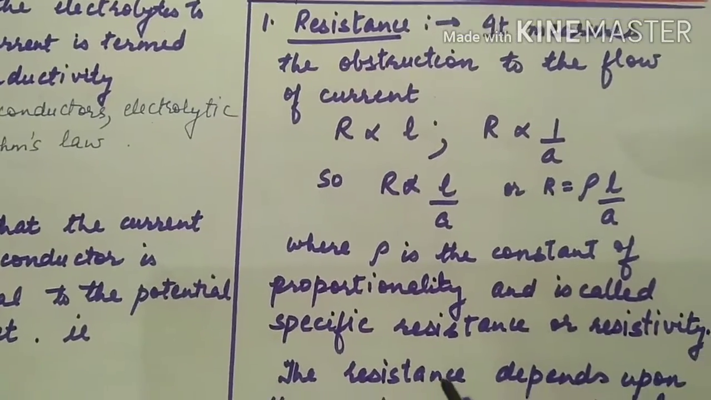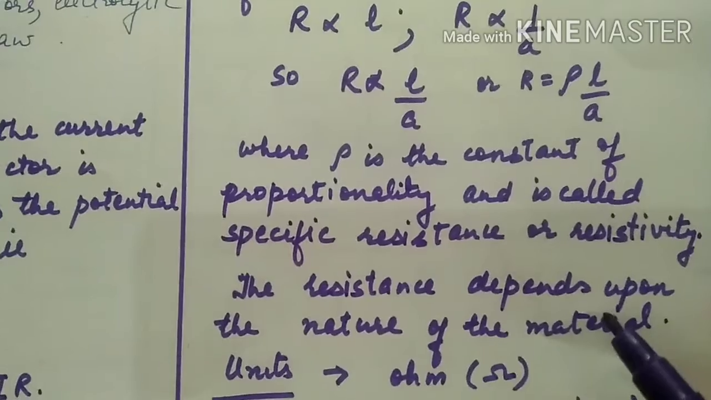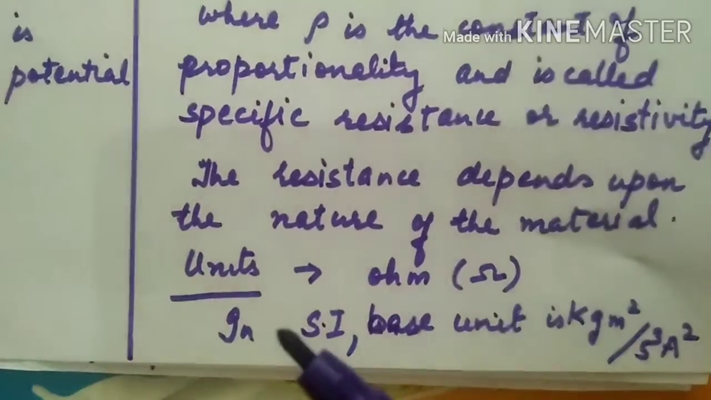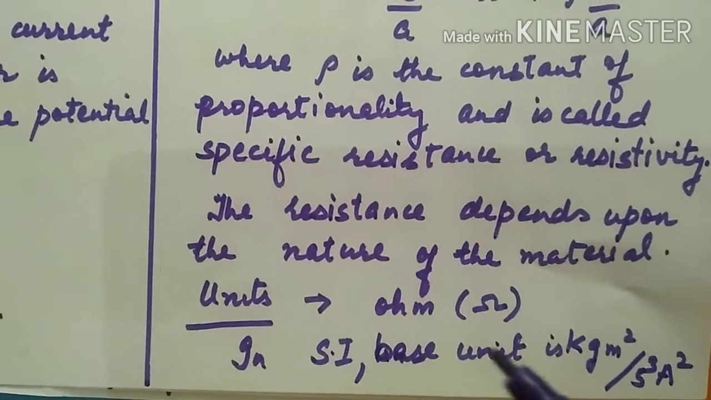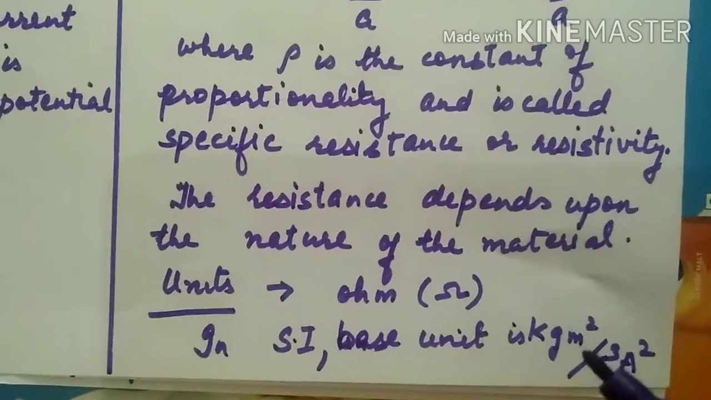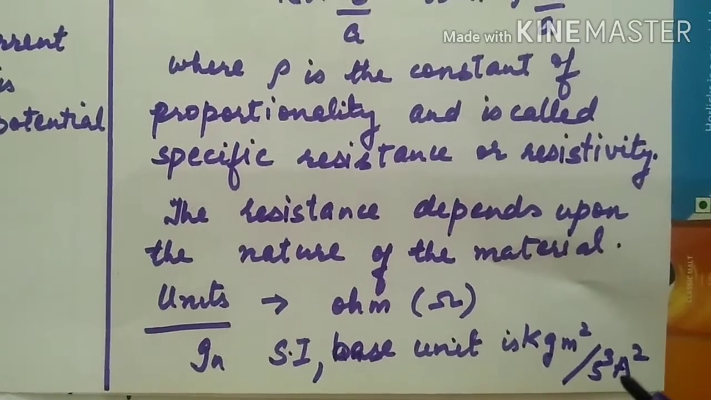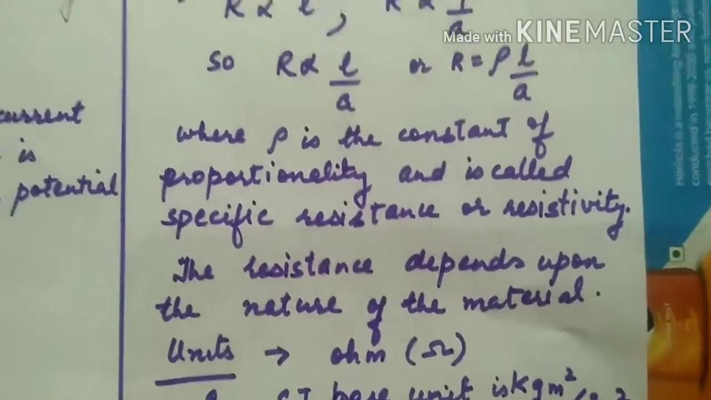The resistance depends upon the nature of material. Some material offer more resistance, others less. The units for resistance will be ohm. In SI, the base unit will be kilogram meter square per second cube into ampere square.